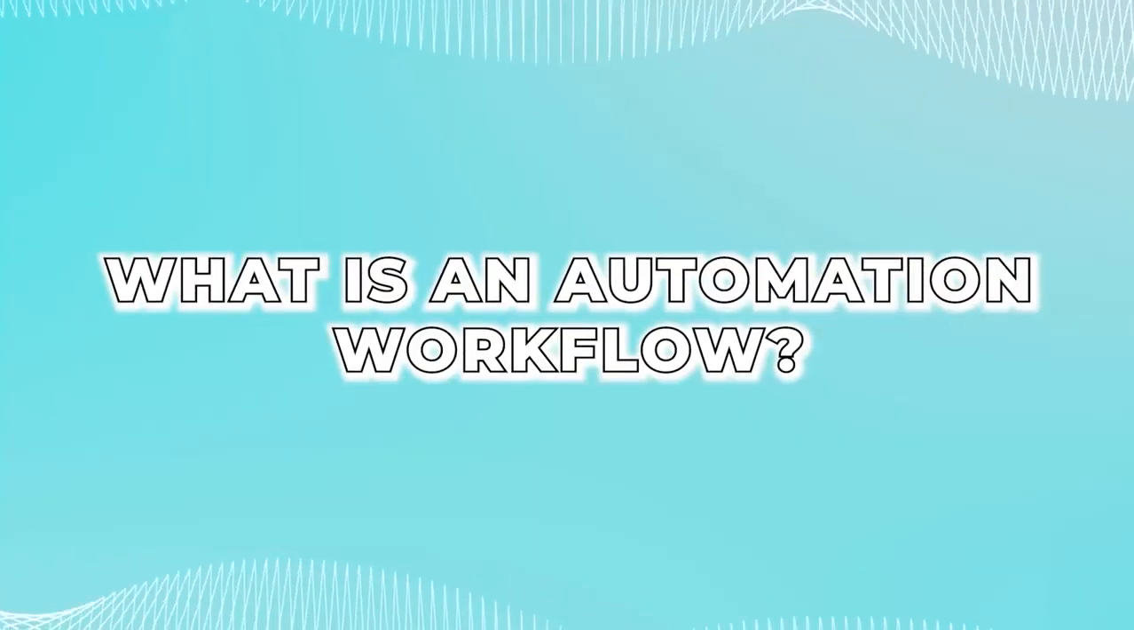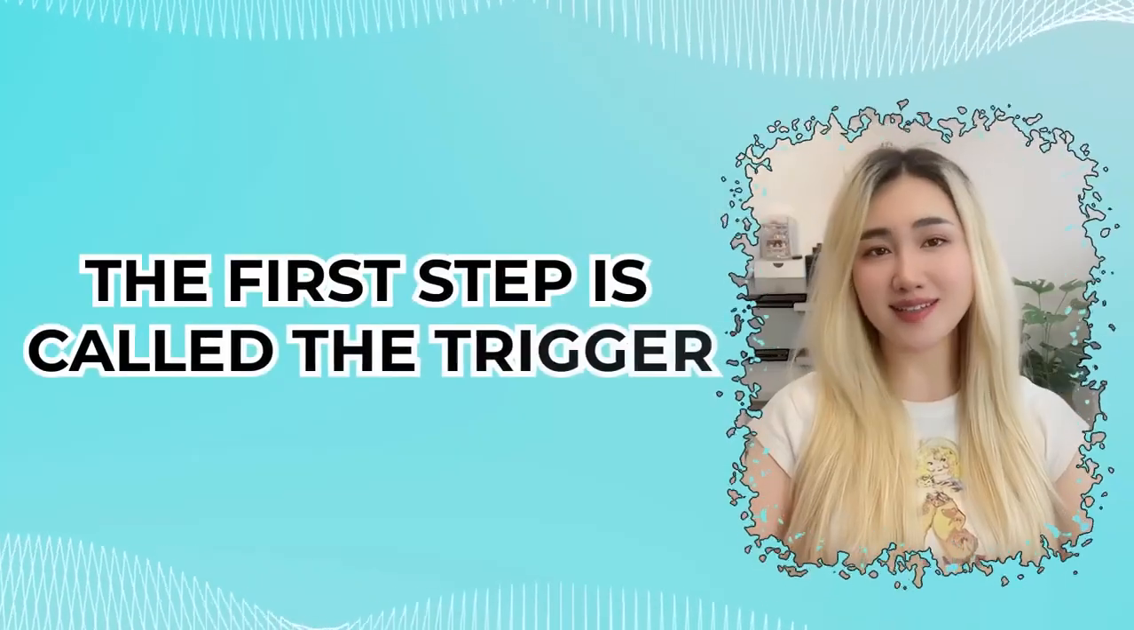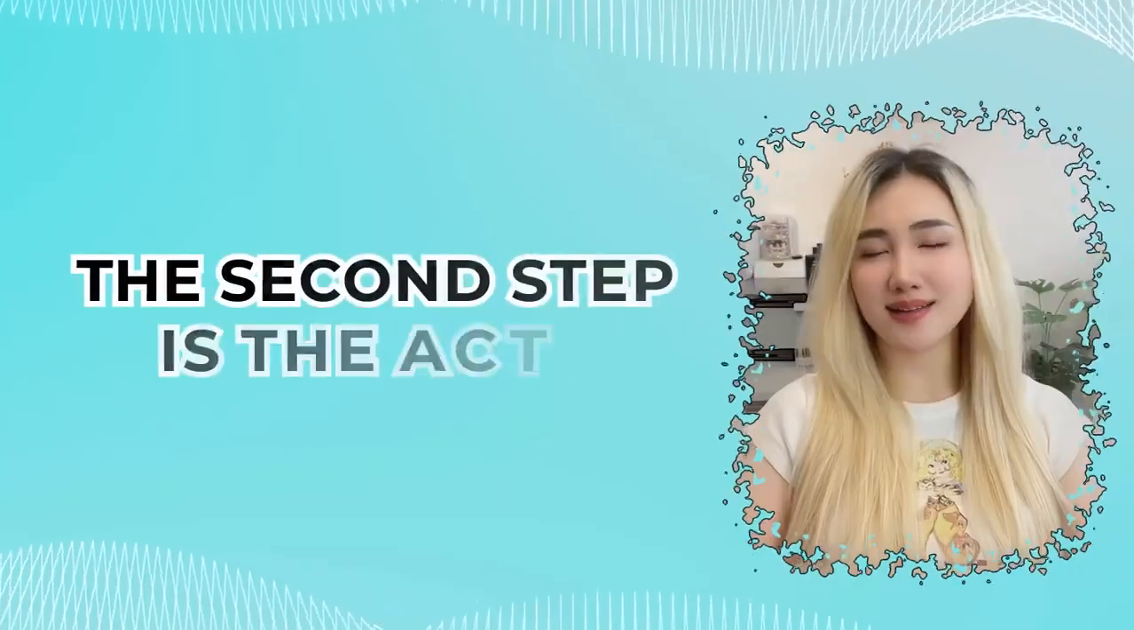So, let's first talk about what an automation workflow is. It's a series of connected steps where one app triggers an action in another, making tedious processes a thing of the past. The first step is called the trigger. It's like flipping the switch that starts everything. For example, maybe a customer fills out a form on your website, or you get a new email. And the second step is the action. That's what happens automatically, like adding the customer to your CRM system or sending your team a notification.